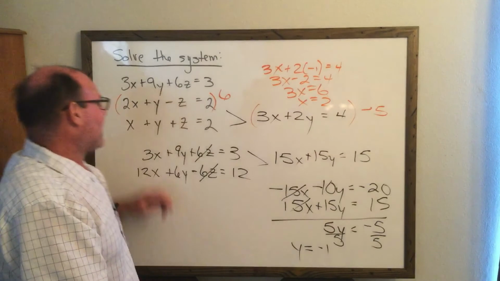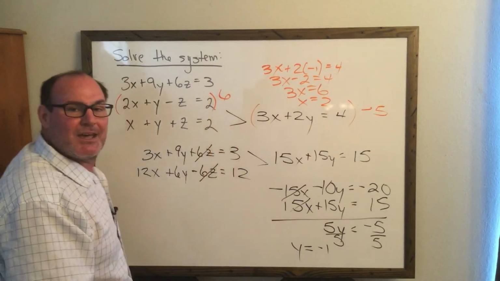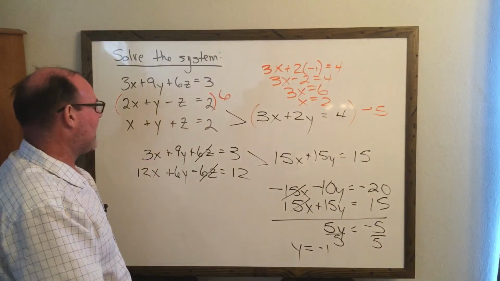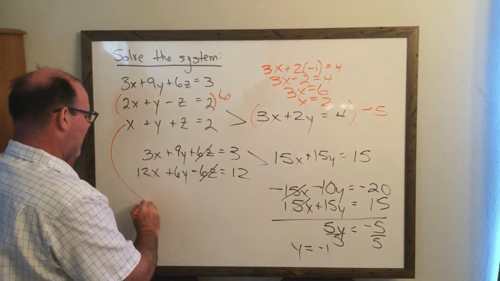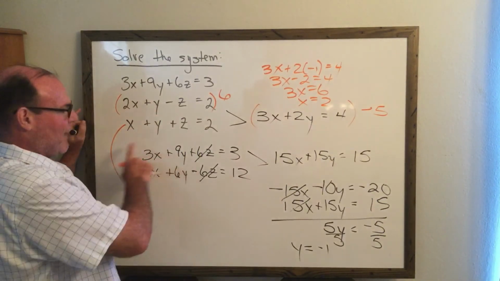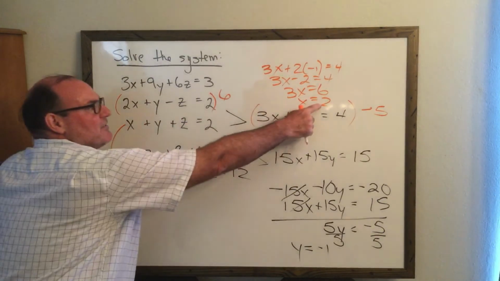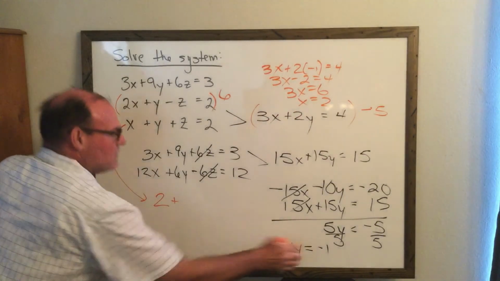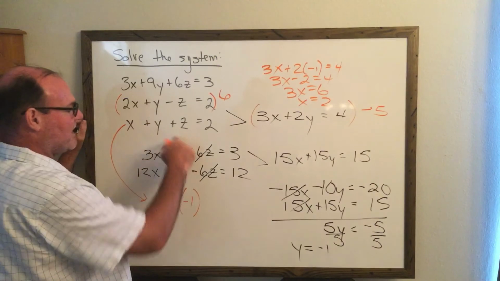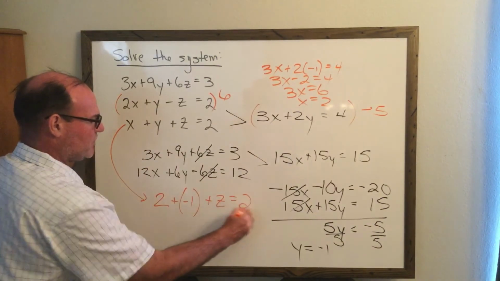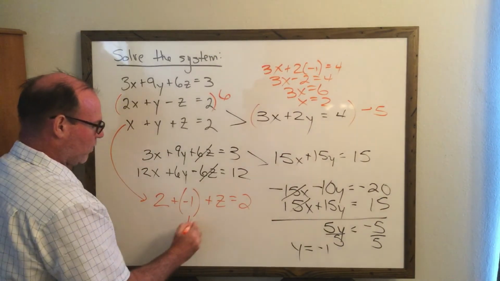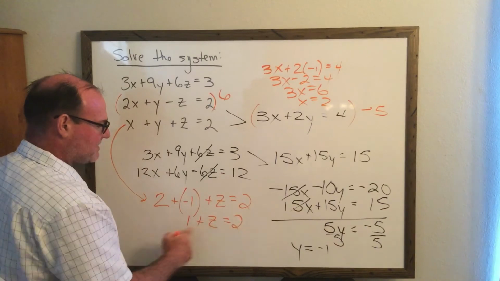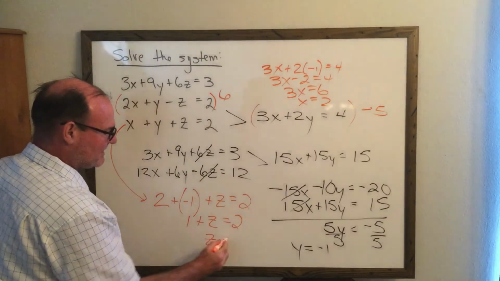All that remains is I go back to the very beginning. I pick any one of those equations. It does not matter. I'm just going to use this bottom equation. And here we go. I've got x. My x value is 2 plus y. My y value is negative 1 plus z is equal to 2. 2 plus negative 1 is 1. When I subtract 1 from both sides, I get z is 1.